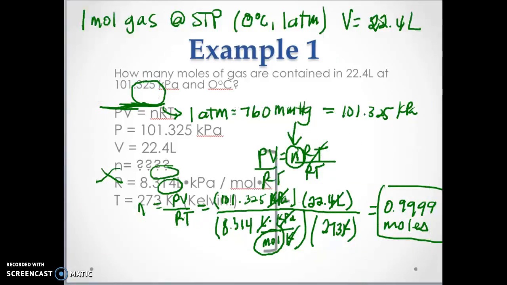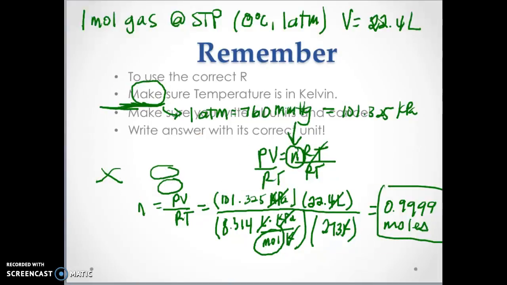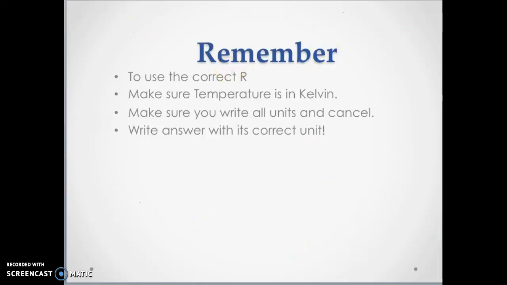So here are a few notes that will guide you a little bit. And don't forget about this slide where it says remember, use the correct R, make sure your temperature is in Kelvin, make sure your answer includes units. I'm going to be very picky with units this chapter because it needs to be in the correct units. Before I was a little bit lenient. Now I'm going to not be happy if you don't put the correct units.